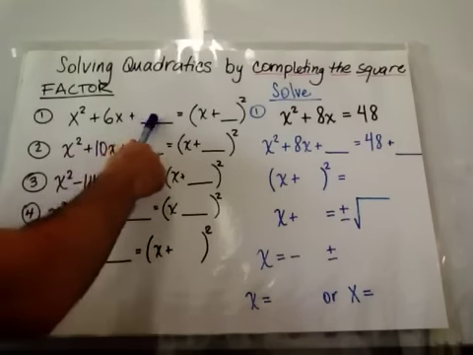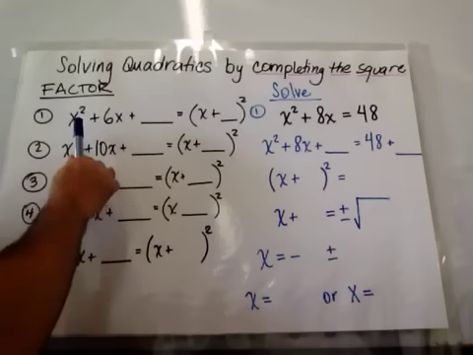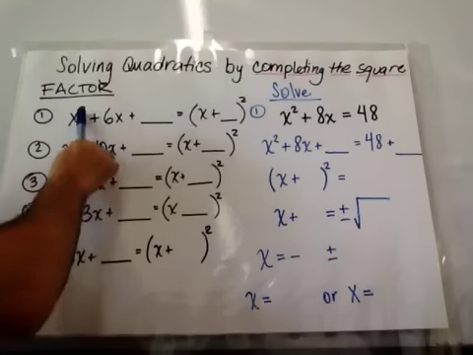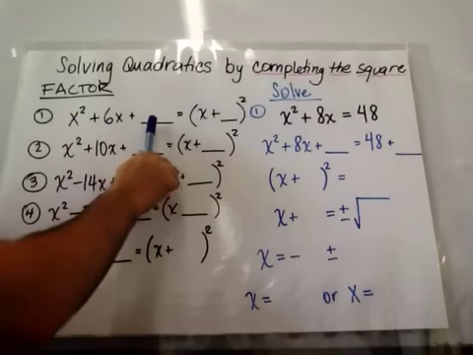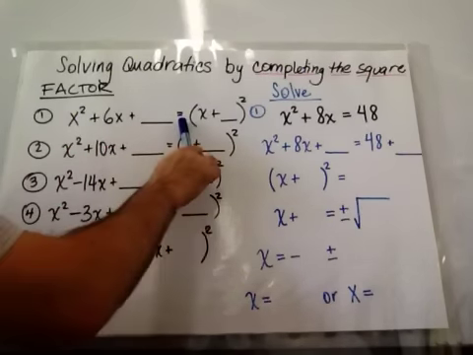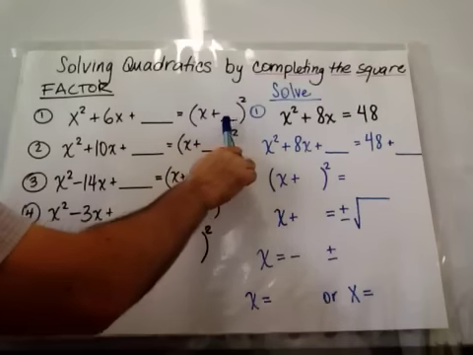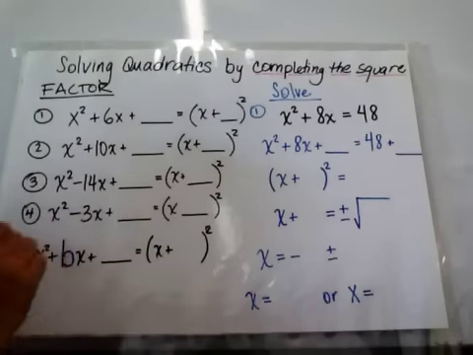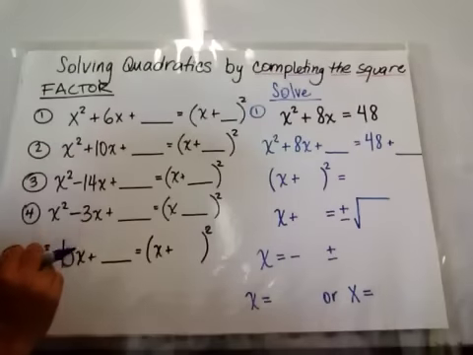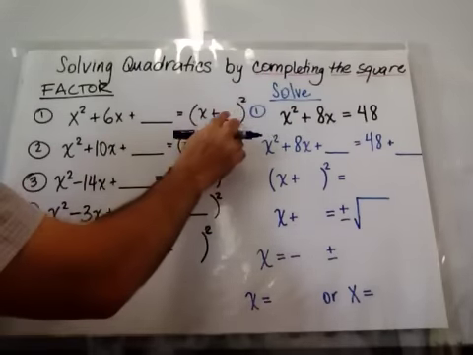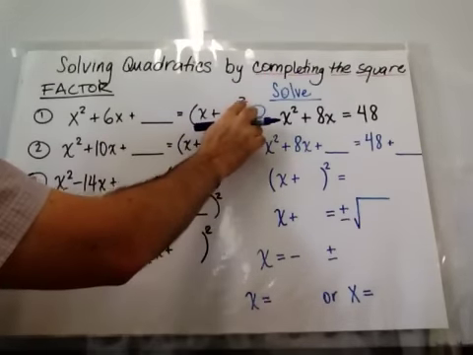We want to add a number here so that the quadratic expression x squared plus 6x plus some number is equal to two factors that are the same. That's why it's called completing the square, because we want the result to be a perfect square.